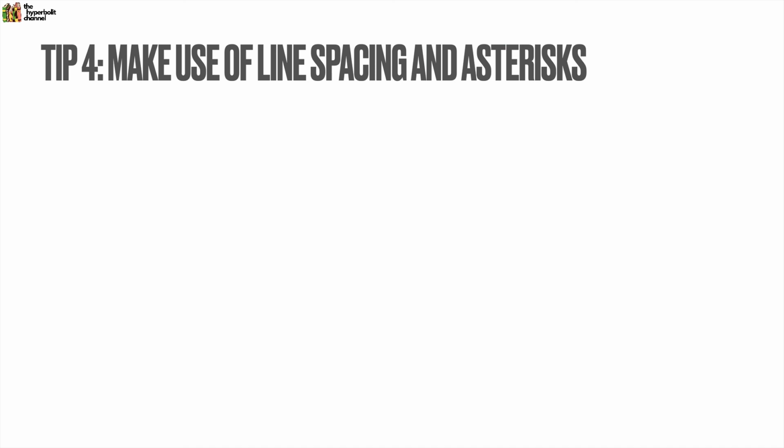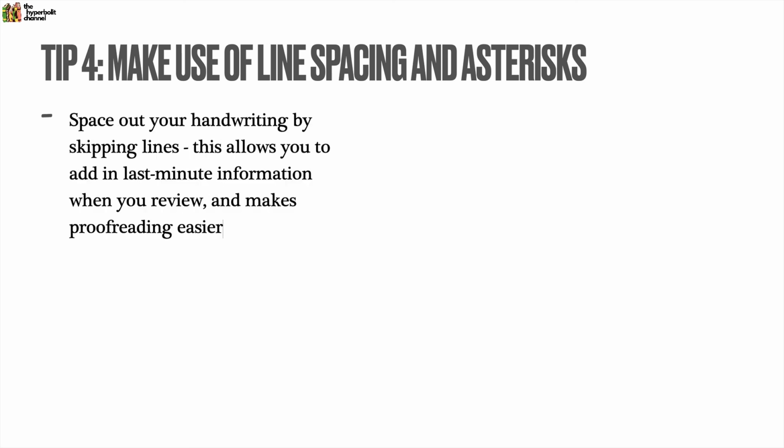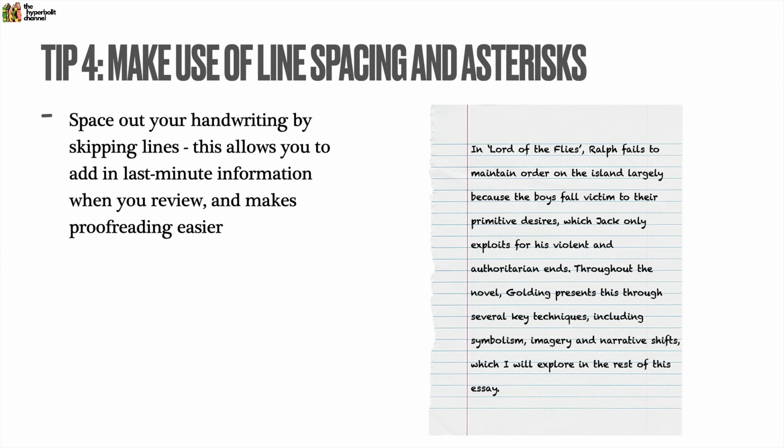And finally, tip 4. Now, tip 4 has nothing to do with words, but the non-verbal elements like line spacing and asterisks. A good tip is to space out your handwriting by skipping lines liberally, because this allows you to add in last minute information when you review, and it also makes the proofreading process easier. You'll have enough space if you ever want to cross out words without having to squish in those new ones.